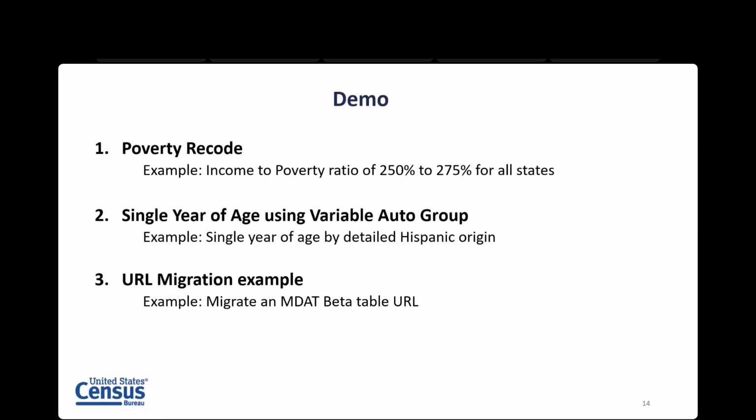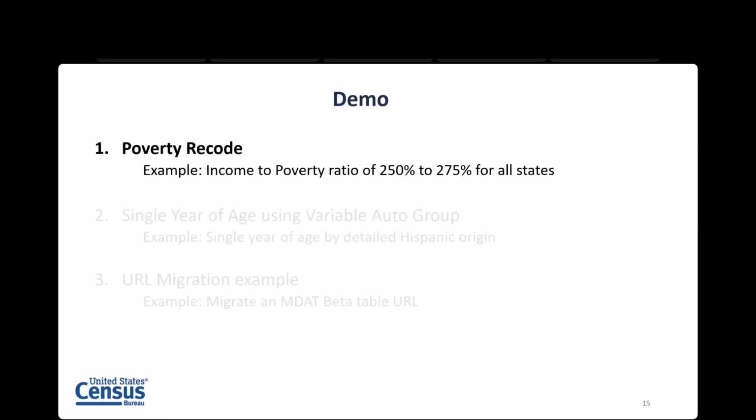So that's a brief overview of the updates that are a part of this refreshed MDAT version. Now I want to walk through some of those changes with just a couple examples and some demonstrations. The first one I'm going to walk through is using the poverty recode. What I want to do is create an income to poverty ratio of 250% to 275% for all states in the US.